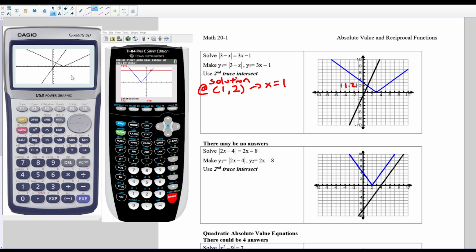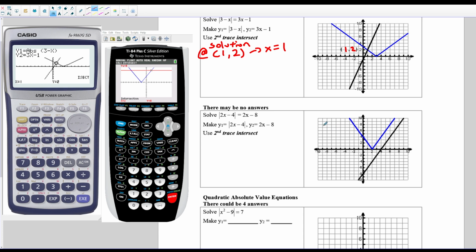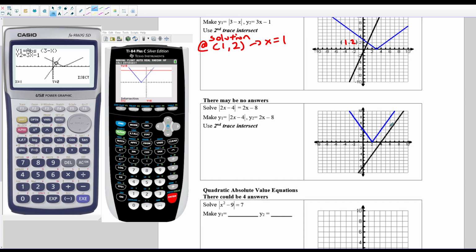So I'm going to go ahead and draw this. And we see that we do indeed only have one intersecting point. Hit G solve, intersect, and we can verify that our solution is indeed at 1, 2, meaning that our solution is x equals 1.